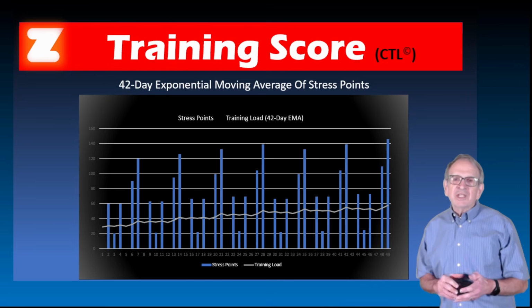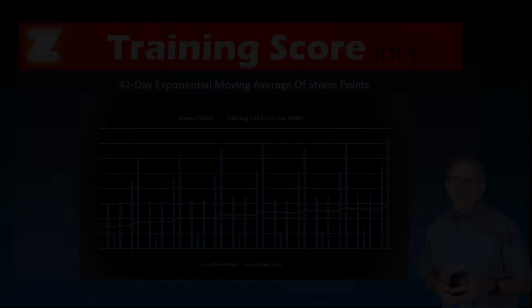If the line is moving in an upward direction, that signifies an increasing level of fitness. On the other hand, if it moves down, that means you may be losing fitness.